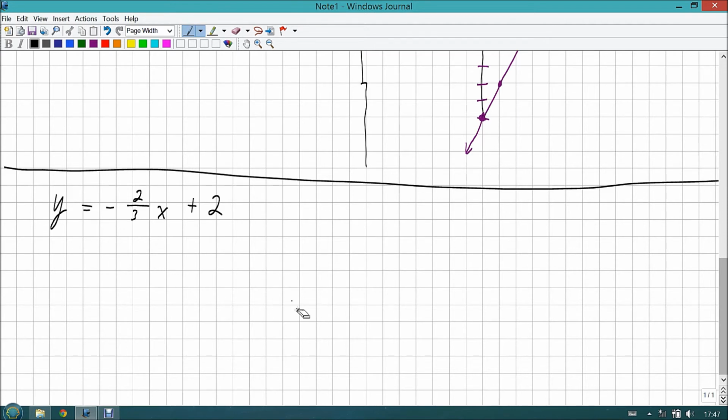So on this one, once again, we're looking at our slope and intercept. Our slope happens to be negative 2/3. So I know that I rise negative 2 and then run 3.